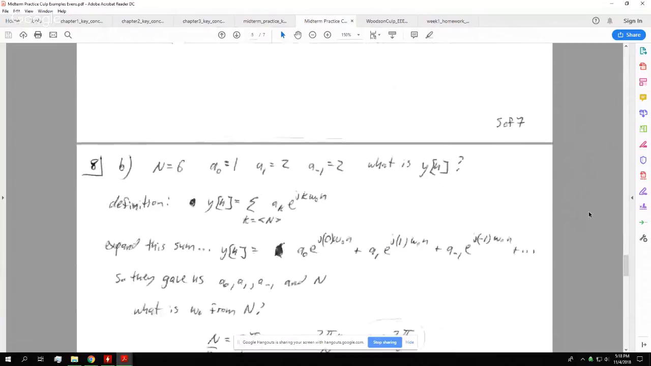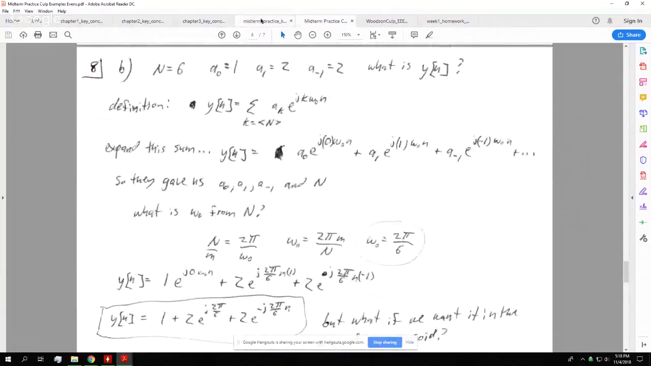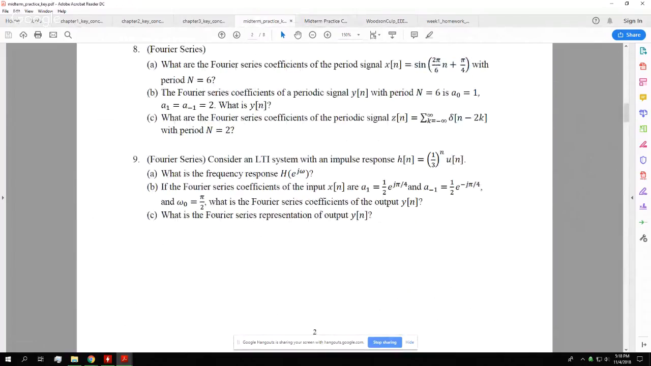Now, let's do part B. Part B asks: the Fourier series coefficients of a periodic signal y of n with period N equals 6 are a naught equals 1, a1 equals 2, and a minus 1 equals 2. What is the original signal y of n, the original output? So this is having us go backwards. It gives us our series coefficients, and then asks us to recreate the signal that they represent.